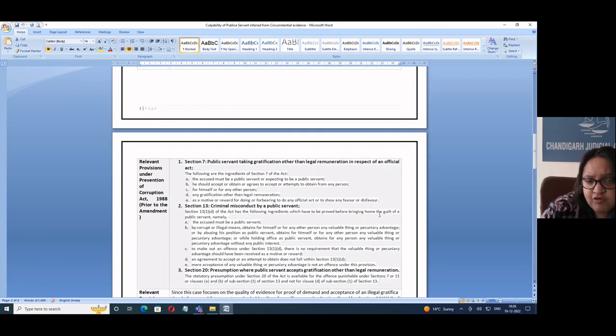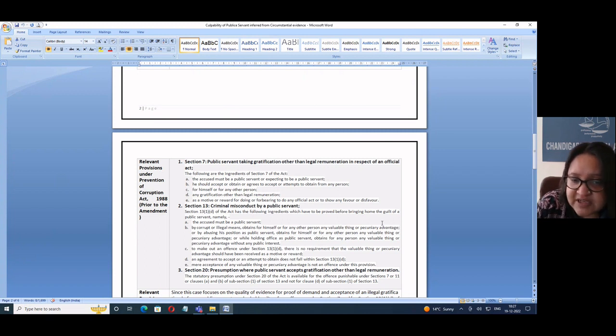Section 13(1)(d) was also discussed. Section 13 speaks of criminal misconduct by a public servant. Section 13(1)(d) of the Act has the following ingredients which have to be proved before bringing home the guilt of a public servant, namely, the accused must be a public servant who by corrupt or illegal means obtains for himself or for any other person any valuable thing or pecuniary advantage, or by abusing his position as a public servant, obtains for himself or for any other person any valuable thing or pecuniary advantage, or while holding office as a public servant obtains for any person any valuable thing or pecuniary advantage without any public interest.